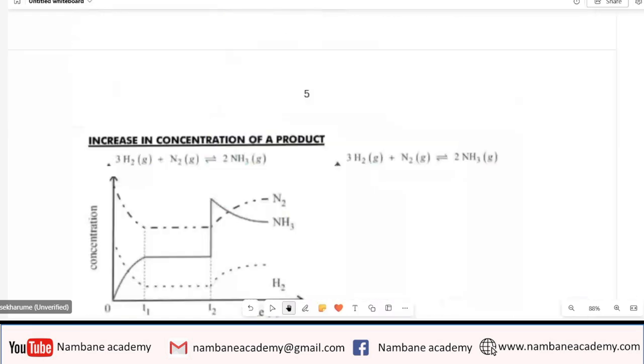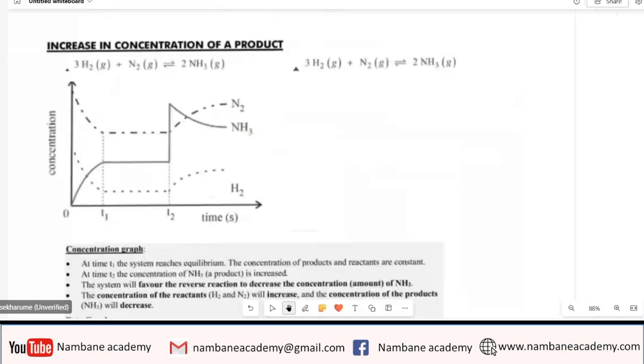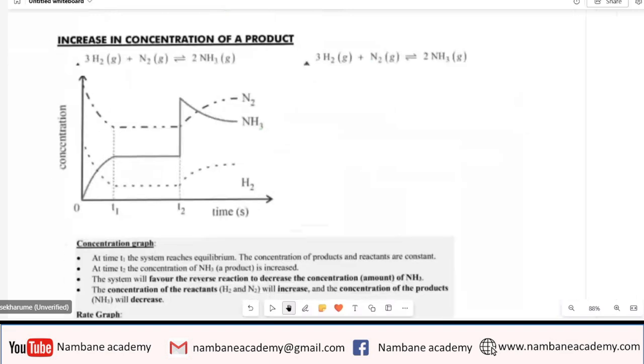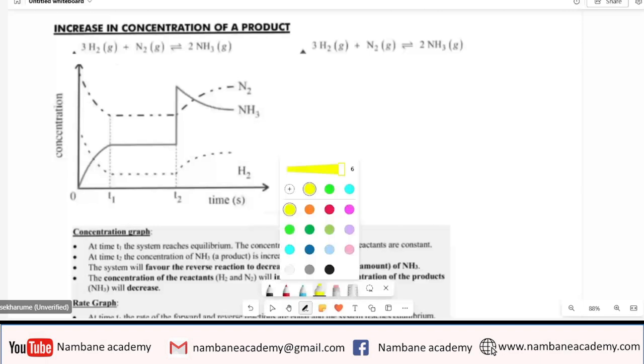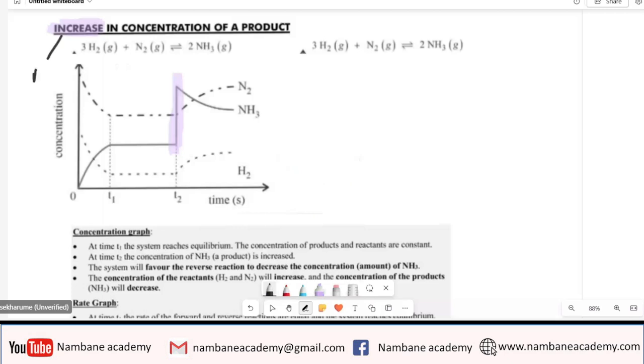The increase in concentration of a product. So we have the concentration, one spike. An increase in concentration of a product. The product is ammonia, so I'm having one spike. Now it's one spike there. You can use different colors. So one spike for nitrogen.